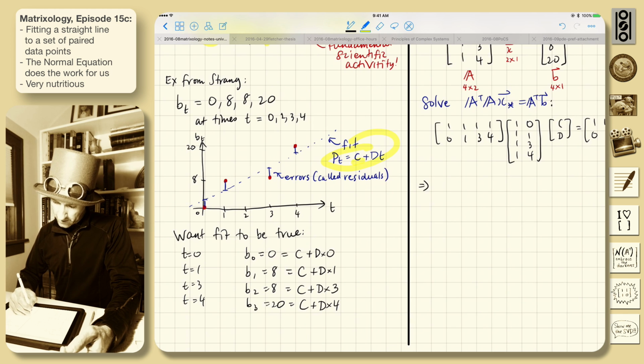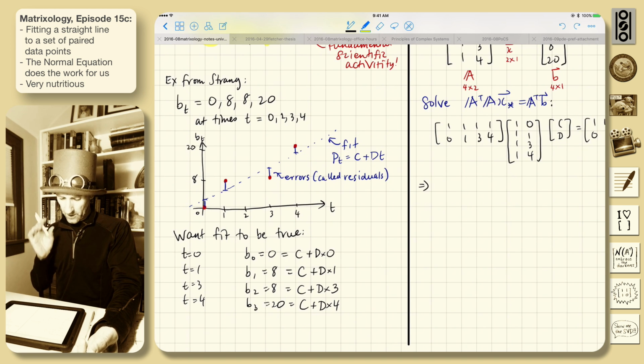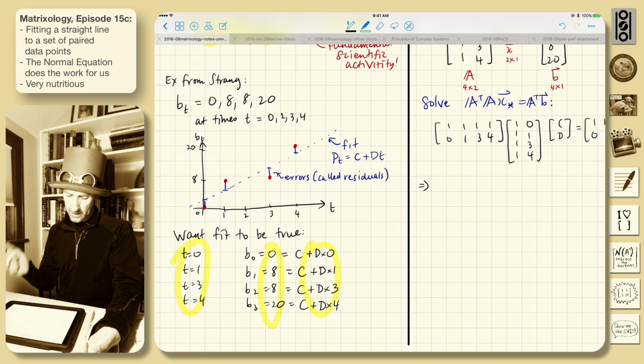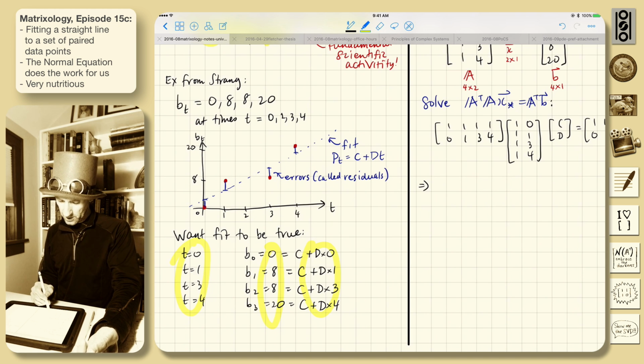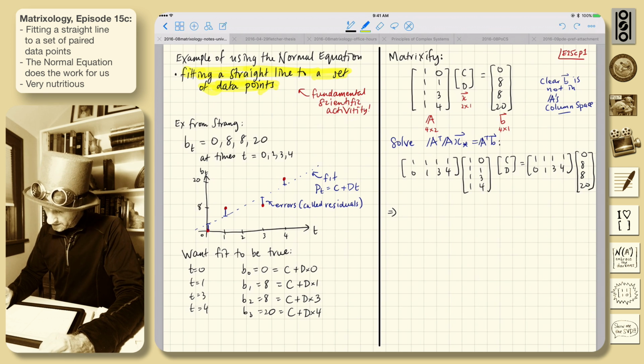P of t. So it's some constant plus some other constant times time in this case, because that's the horizontal axis here. And we want this fit to be absolutely true. So at these times, we have the values of B, and we want them to fit this equation. So the equation at time 0 is C plus D times 0, and then C plus D times 1, C plus D times 3, at these times 0, 1, 3, and 4. So we want that to be true. So we write down the equation as if it's true, and that's what this is, but then we put it in matrix format because we know that's the best way to do anything.